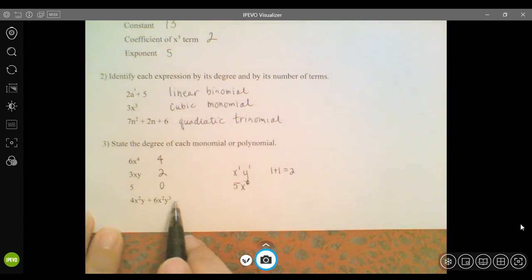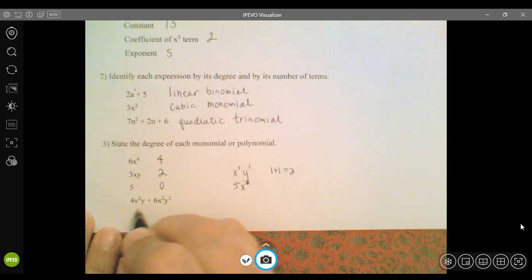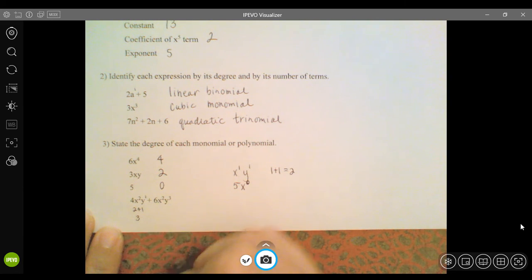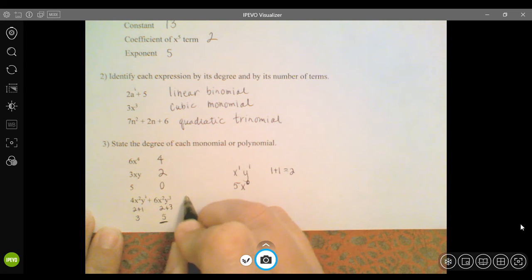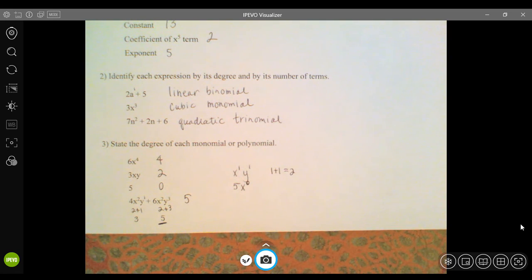What's the degree for this polynomial? We'll look at each term and find its degree. From there, find the greatest degree. Here, there's an understood 1. 2 plus 1 is 3. In this term, 2 plus 3 is 5. What's the greater number? 5. So the degree is 5. And there's our terminology.